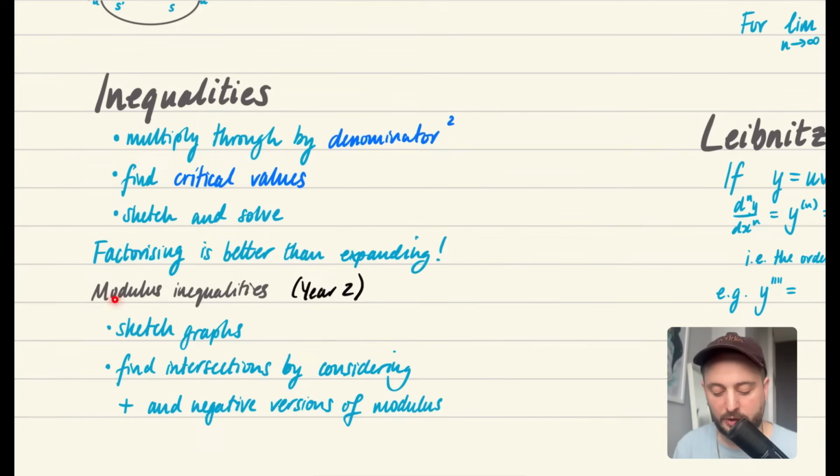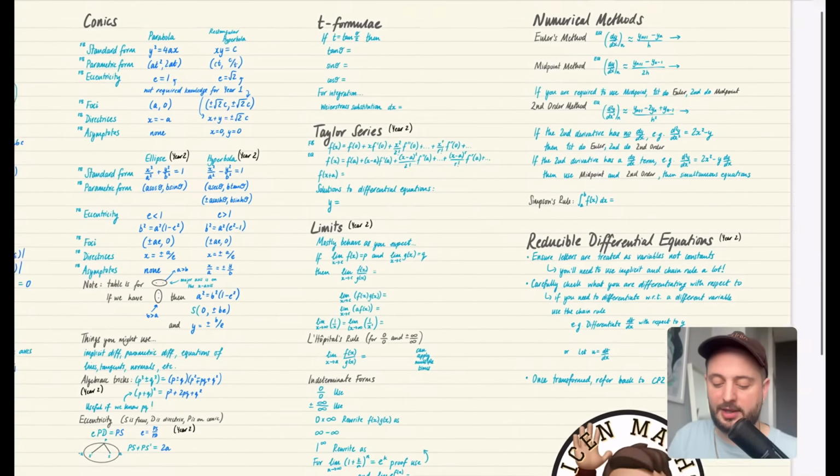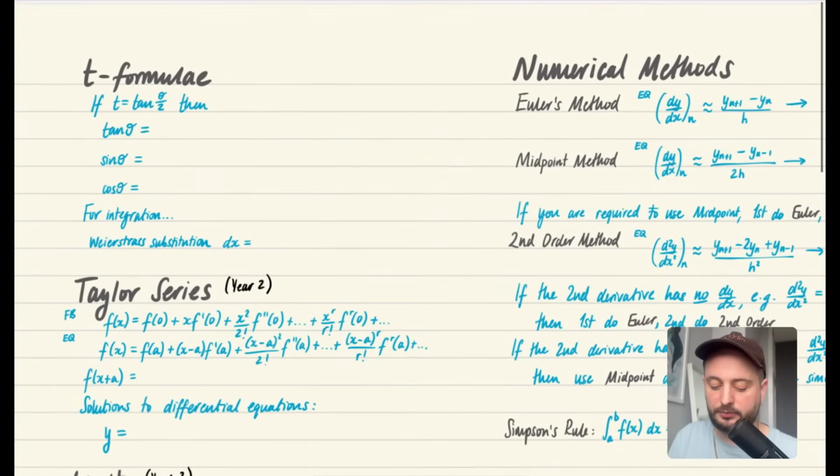The year 2 part, which is the modulus inequalities, you're going to try and just sketch the graphs if possible. If you have a graphics calculator, it's a bit of a game changer. Find the intersections by considering the positive and negative versions of the modulus that we've got there. I don't know why I've written negative as a word. I should probably have that written with a symbol just to make it a little bit more condensed. So you've got your positive and negative versions of the modulus part of the graph, and it's a bit trickier, those ones. So if you have a graphics calculator, that will put you in a really good position.